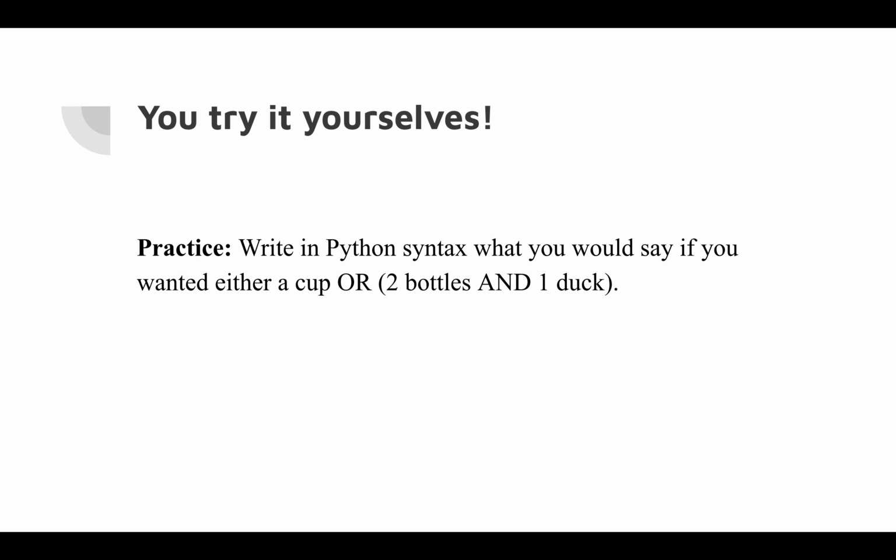So you want to write a Python syntax for what you would say if you wanted either a cup or 2 bottles and 1 duck. In this context, you could just have 3 variables, each with their own Boolean value. For example, want a cup is equal to true, want 2 bottles is equal to false, and want 1 duck is equal to true. You could also choose your own values, but afterwards, you want to write a Boolean expression that matches this one right here exactly.